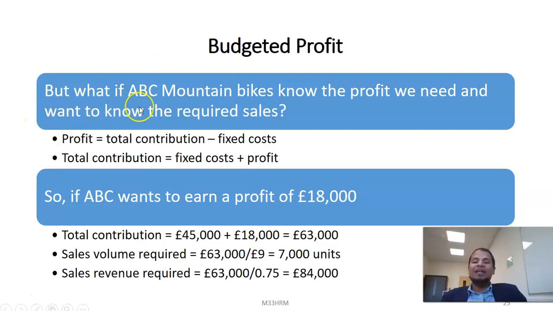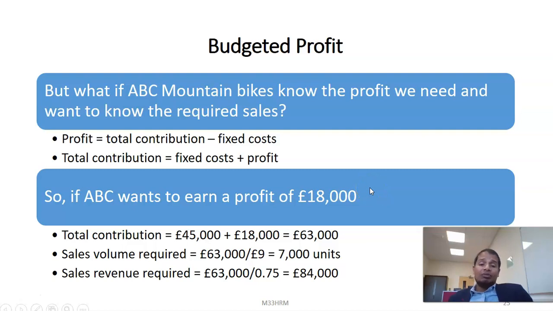Budgeted profit, but what if ABC Mountain Bikes know the profit they need and want to know the required sales? If the company wants to know how many units it needs to sell to achieve a particular amount of profit, in that case, the total contribution, that is 45,000 plus 18,000, is 63,000, divided by 9, the contribution per unit. The 7,000 units is what the company needs to sell to earn 18,000 profit.